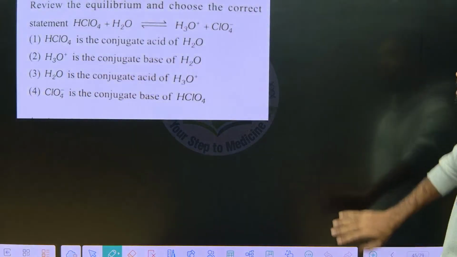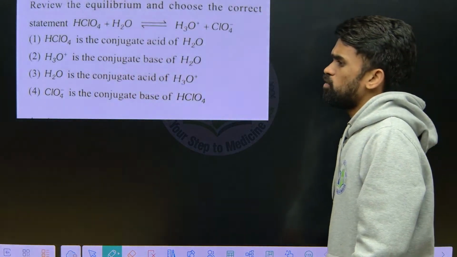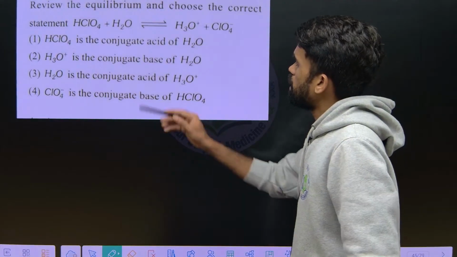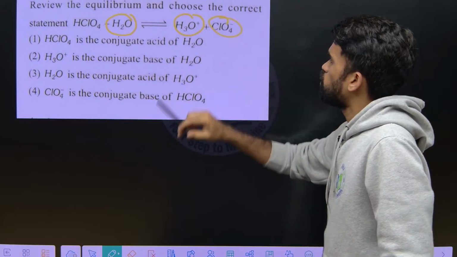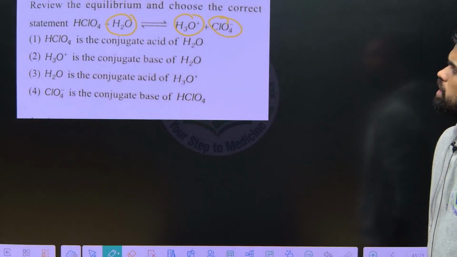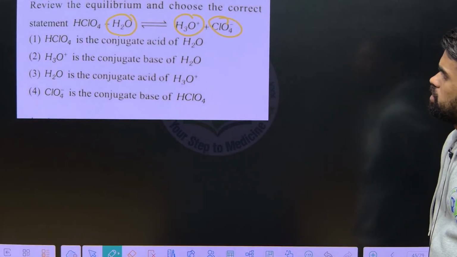Okay. Look at this question. Can you answer me? HClO4 is treated with water so that it becomes H3O+ and ClO4−. So now tell me which statement is correct here.